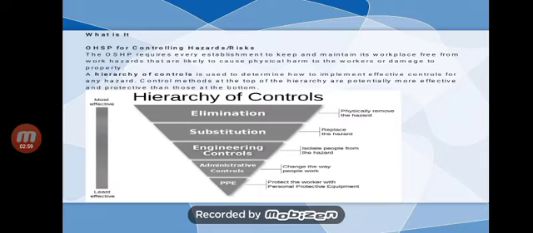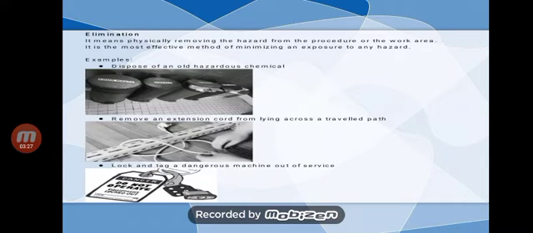Hierarchy of controls. First is the PPE or personal protective equipment, protect the worker. The second is administrative control, change the way people work. Engineering controls, isolate people from the hazard. Substitution, replace the hazard. And the last is elimination, physically remove the hazard. That's the hierarchy.